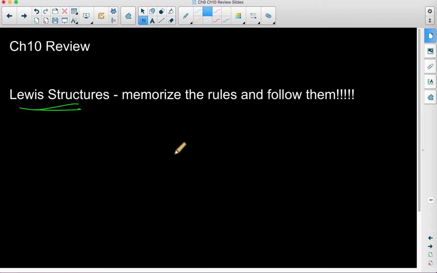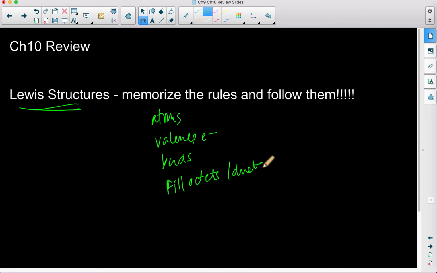So I don't know how to implore enough. Please follow the rules. So the rules start with putting your atoms down. Then you're going to count your valence electrons. And then you're going to draw bonds. And then you're going to fill valences, fill octets or duets if we're talking about hydrogen.